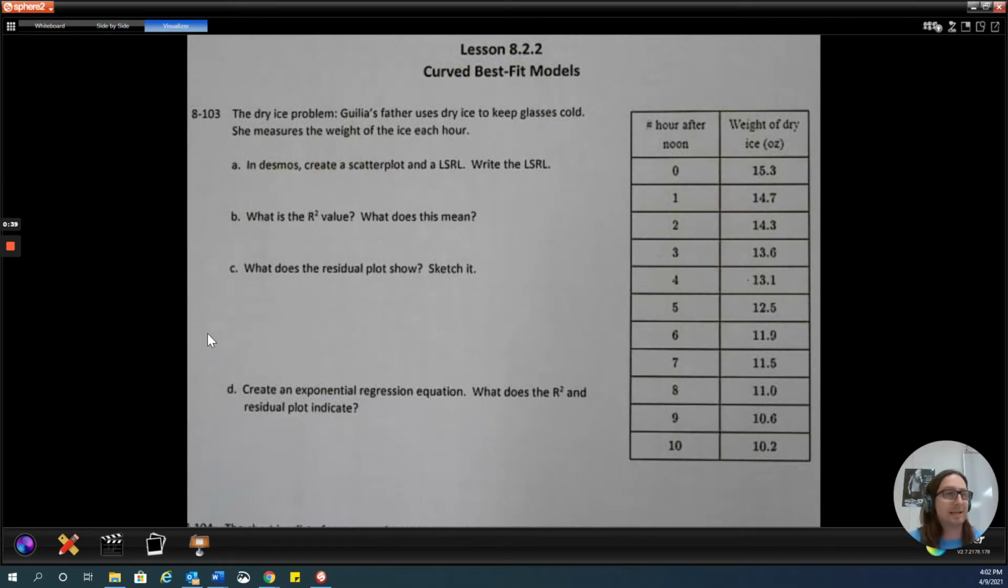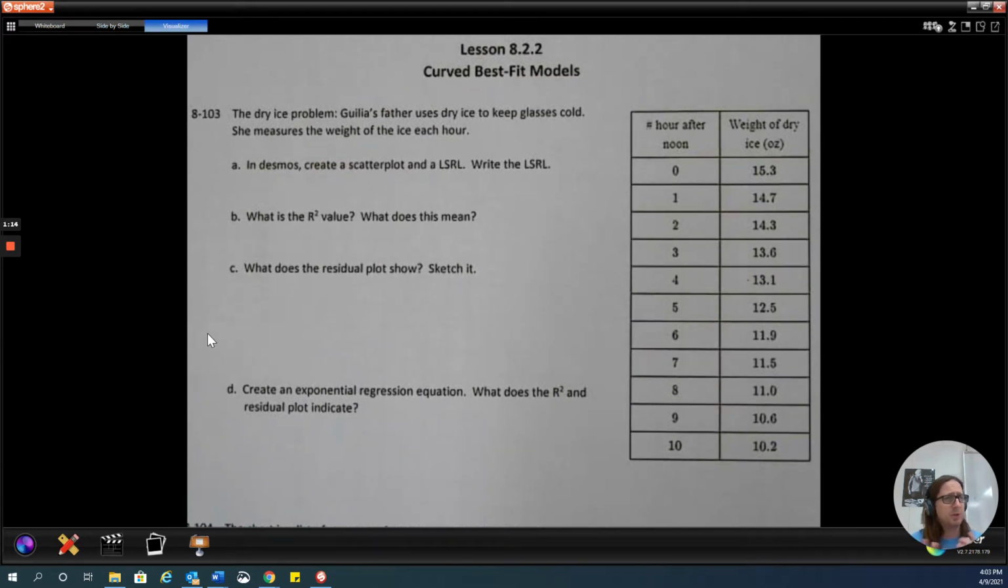Anyways, we've got 8-103. We're going to go back to the dry ice problem. Julia, his dad had like a restaurant or something. I can't remember. But he used all his dry ice to keep glasses cold. I guess that's the thing. I don't know. Maybe. So she went out and looks like she stayed up until 10 at night weighing dry ice, because that's what Julia does. That's the kind of kid she is. Anyway, so we've got all this data. It's data we've used before.